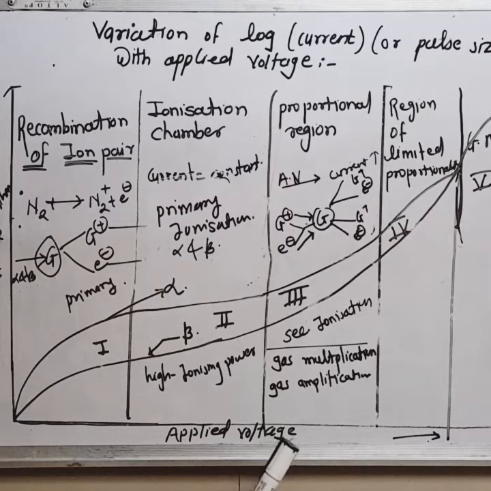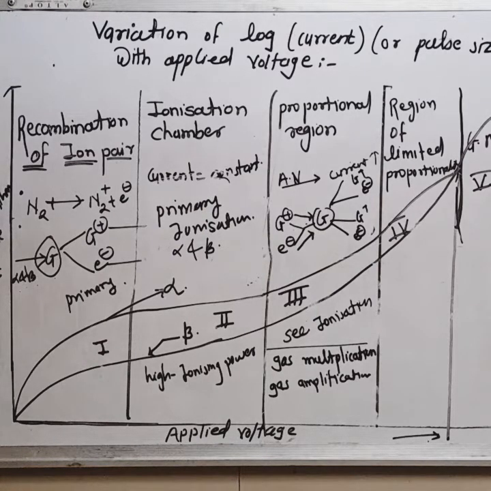In this region, the two curves are almost parallel. The current is proportional to the number of ion pairs formed in primary ionization, that is, those formed initially. For this reason, the region is called the proportional region. The detecting device called the proportional counter is based on this region. So friends, the current is directly proportional to the primary ionization, isn't it?